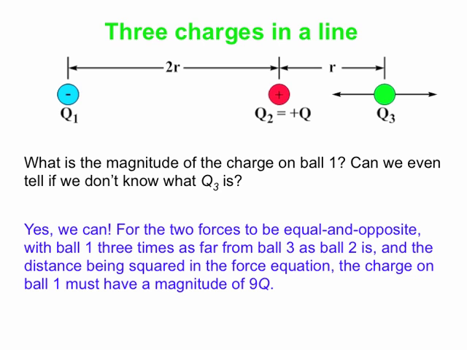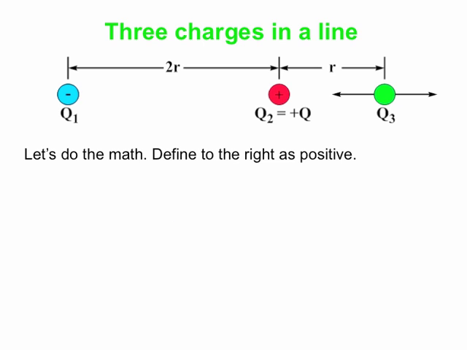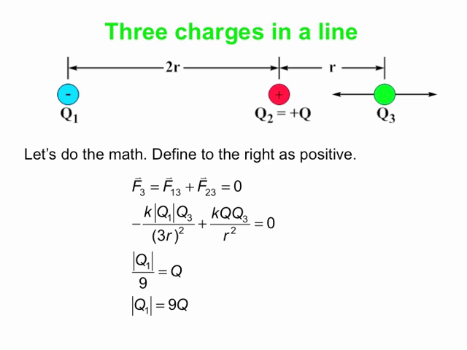Okay, so we'll go through that again. We'll do the math. Okay, so let's say to the right is positive, and I'll show all the math, then we'll go through it. So first line says the net force on charge number 3 is the force that 1 exerts on 3 plus the force that 2 exerts on 3. Those are added as vectors, and added as vectors, they have to equal 0.